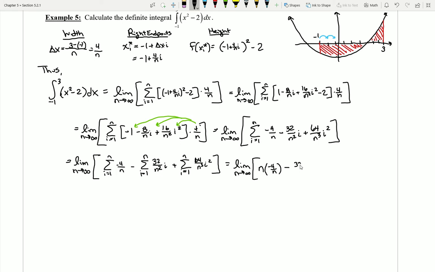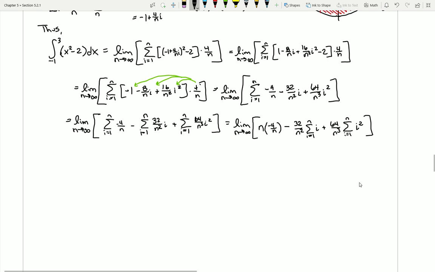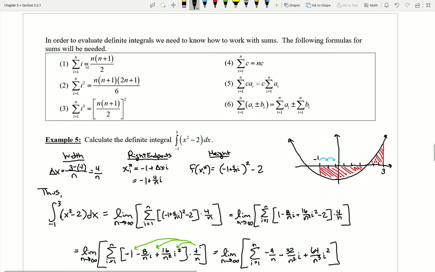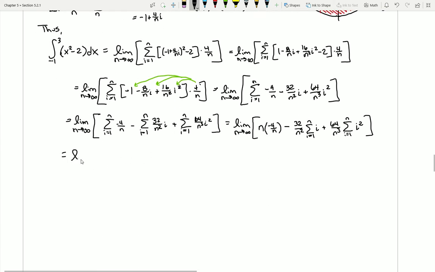In my next summation, I'll notice that I have a constant times i. So I'm going to take my constant and pull it outside. Again, it has nothing to do with i, so I can treat it like a constant. I can do the same thing with my third summation, and pull out this 64 over n cubed. And I'm going to be left with this amount here of i squared. Now I can see that each of these quantities is a sum of i and a sum of i squared, and I have formulas for those in formulas number 1 and number 2. So I can go ahead and write this down again.